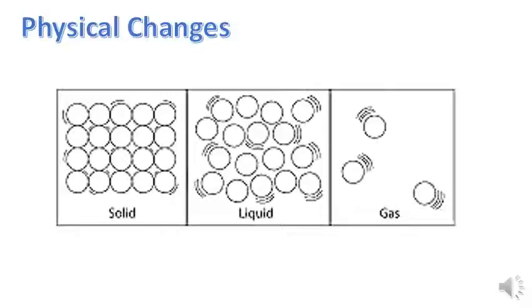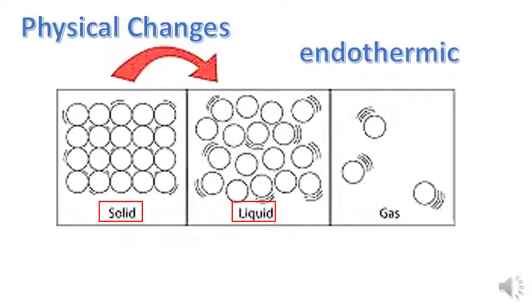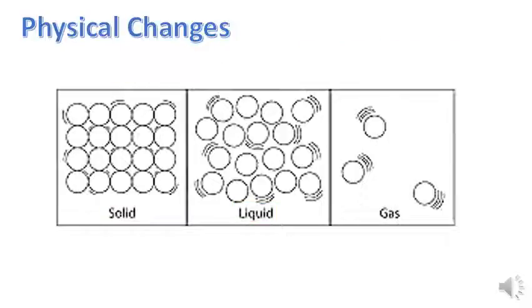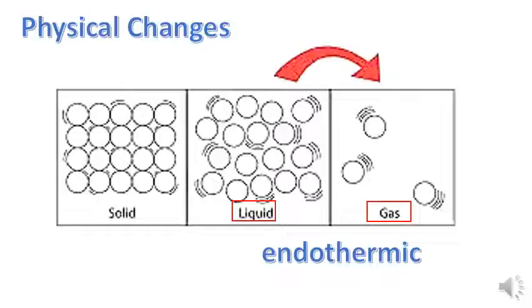Physical changes can also be endothermic or exothermic. For example, if we start off with a solid and we want to change it to a liquid, we're going to have to add heat energy. Thus, this process would be endothermic. You're putting heat energy into the system. Similarly, if we go from a liquid to a gas, again, you're going to have to add heat energy to it. This process is also endothermic.